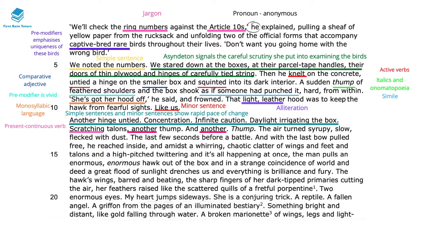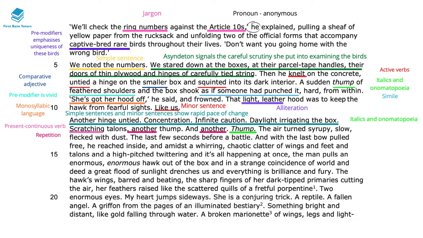Also, she uses a present continuous verb, "scratching", to show just how impatient this hawk is. And she then uses and repeats the term "another" to show that this hawk is really relentless in moving around this box. It's trying to escape, it's trying to come out, and it's very relentless. And in some ways, maybe this hawk reflects her own kind of demeanor and her own way of seeing the world, which is perhaps relentless.